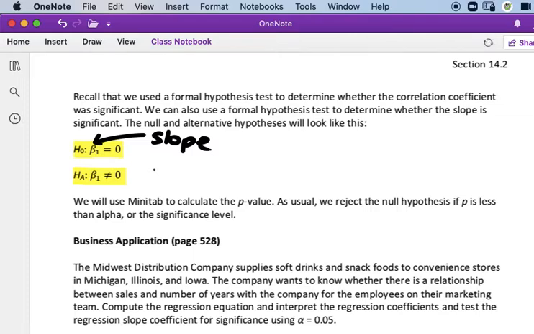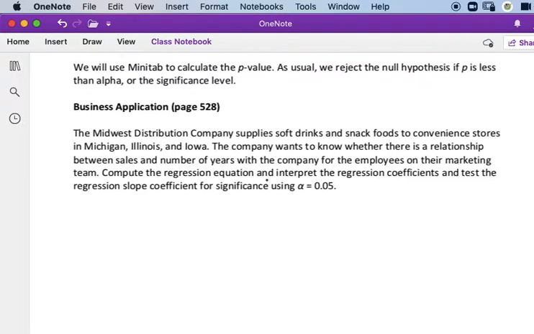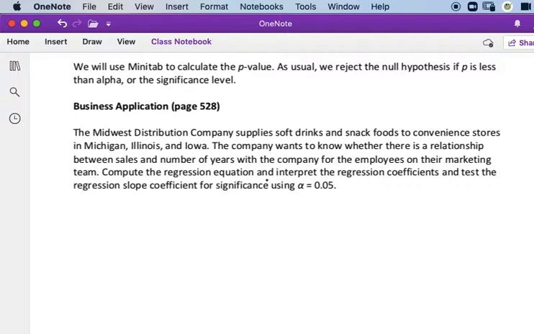As usual, we're going to use Minitab to calculate the p-value. We want to compare the p-value to alpha, and we will reject the null hypothesis if p is less than alpha, or the significance level given to us in the problem. We're going to look at the same example that we just looked at in section 14.1, the Midwest Distribution Company. As you remember, the company wanted to know if there was a relationship between sales and the number of years that the employee had been with the company. So what we're going to do now is find the regression equation and interpret the regression coefficients, and then also test the slope coefficient for significance.